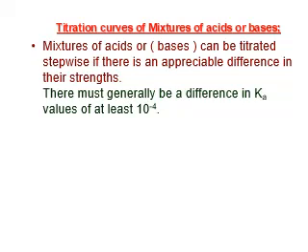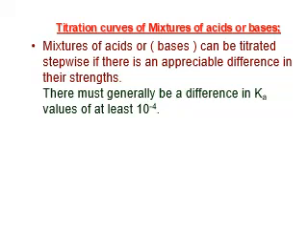When we have these separate steps or breaks, we can obtain them if there is an appreciable difference in their strengths. That is to say, we have a significant difference, appreciable difference, clear difference, okay? Clear difference, big difference, significant difference between the strengths of the two or more acids in the mixture, in the sample. There must generally be a difference in Ka values of at least 10 to the power minus 4.